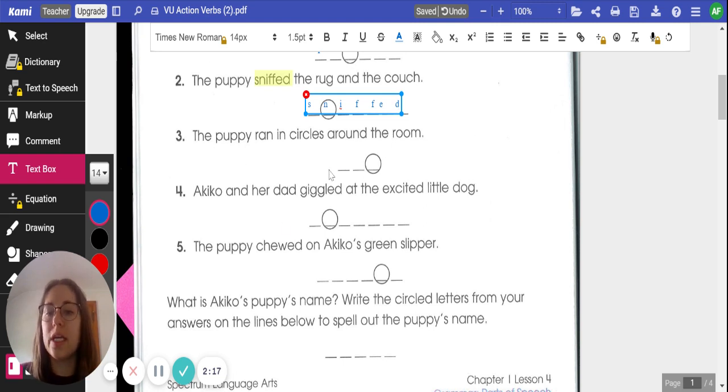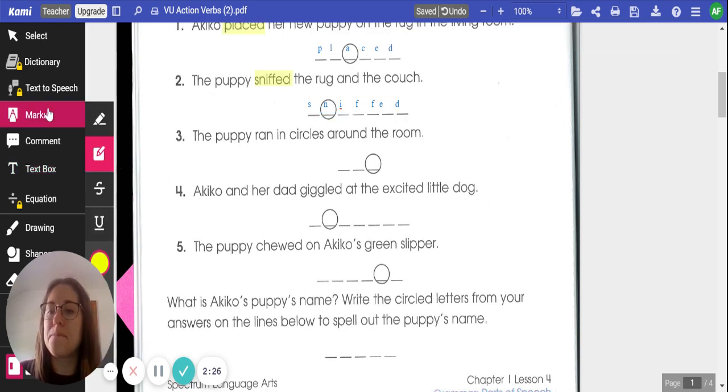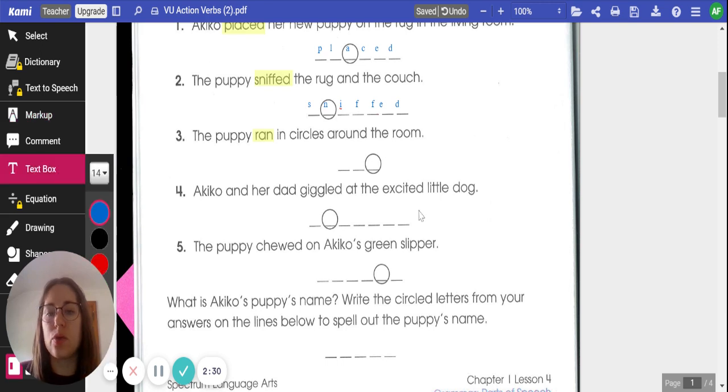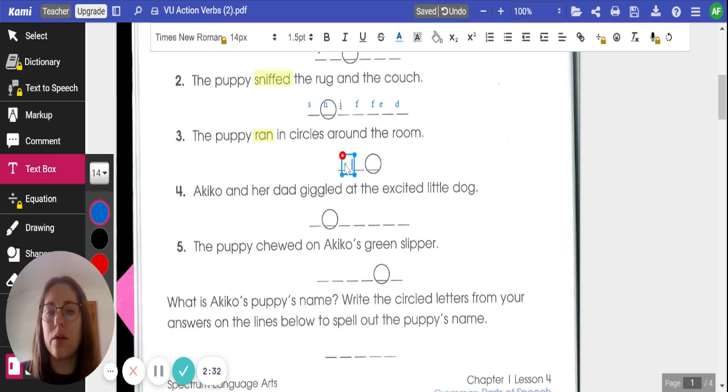Number 3, the puppy ran in circles around the room. Who is the sentence about? It's about the puppy. And what does the puppy do? The puppy ran. Our action verb for number 3 is ran. R-A-N.